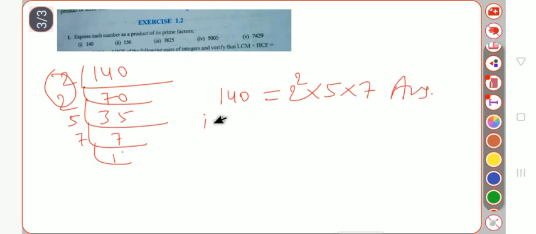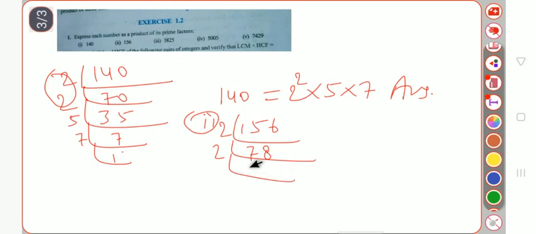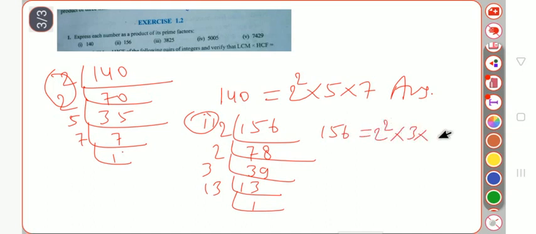Similarly we can solve 156. Just 2 times 78, 2 times 39, 3 times 13, 13 times 1. So what is the prime factorization of 156? We have to show it like this: 2 to the power 2 into 3 into 13. This is the required answer. Okay, similarly you can do all the others. Just you have to find the prime factors. Okay, if you have any doubt in any one you can ask.